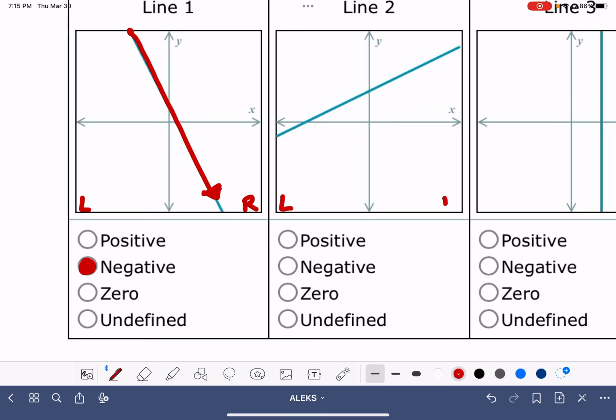In our next graph, if we start on the left side and look to the right, we can see that our line is going up. This is an example of a positive slope.